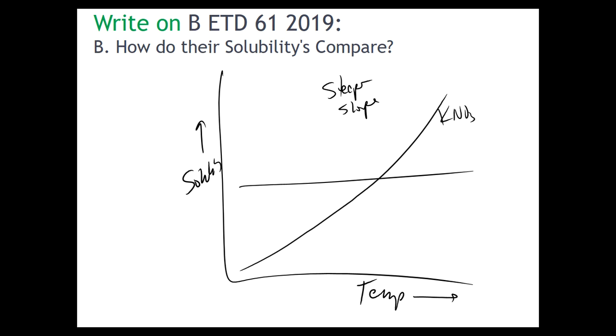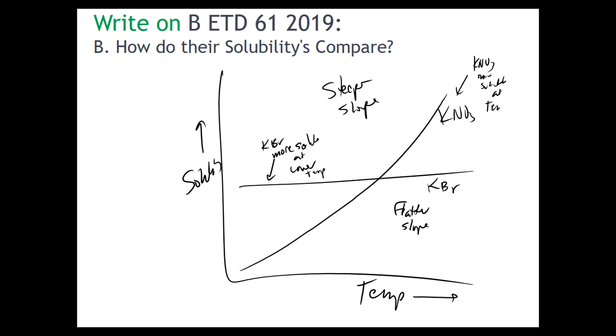Potassium bromide is a different story. Potassium bromide has a flatter slope. That's my kind of hill. Easier to climb. But this gives us very different information about both of these. If you look at KBr, potassium bromide, it actually has a higher solubility at a lower temperature. When it's cold, it can actually park more into solution. If you look at the potassium nitrate, though, it's more soluble at a higher temperature, right? Whereas potassium bromide would be less.